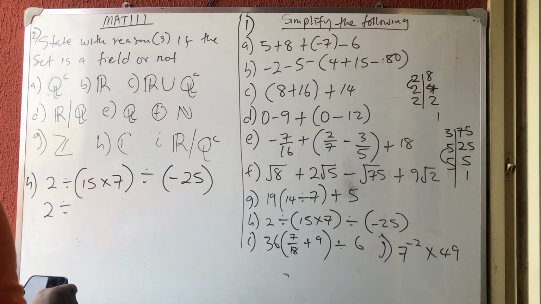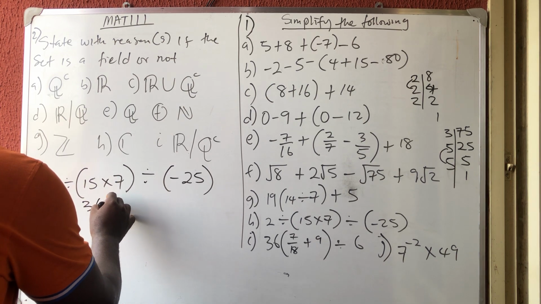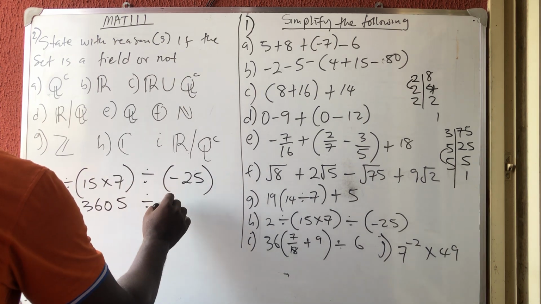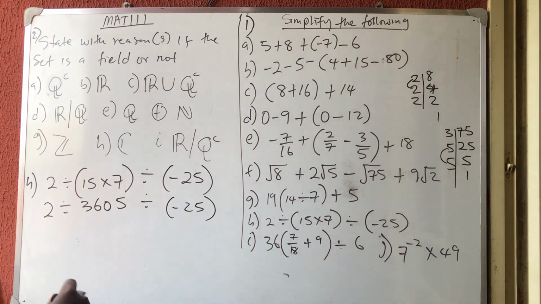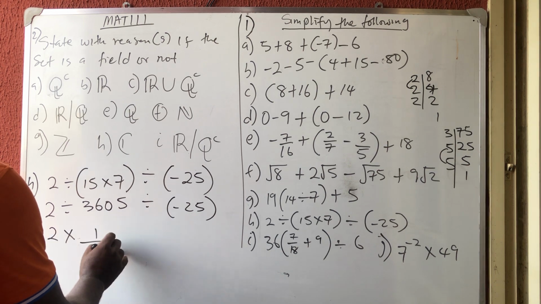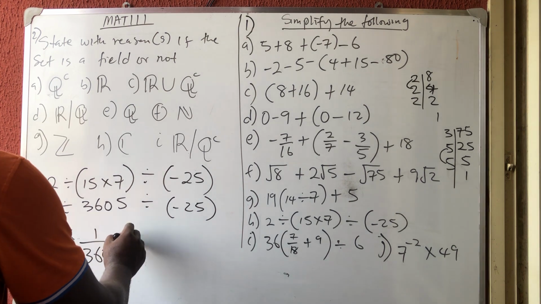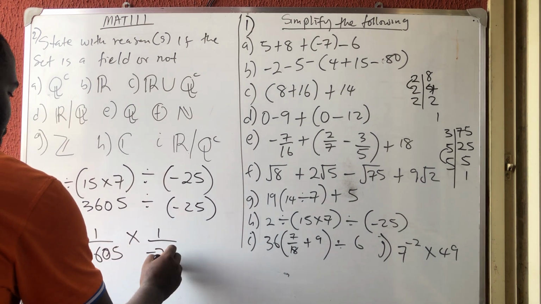15 times 7, what do you have? 15 times 7. So I'm having 3605 divided by what? Minus 25. Okay, so what do we do now? Now we can change divide to times. We can change divide to times by saying these two now means 2 times 1 over 3605. Okay, then times 1 over minus 25.